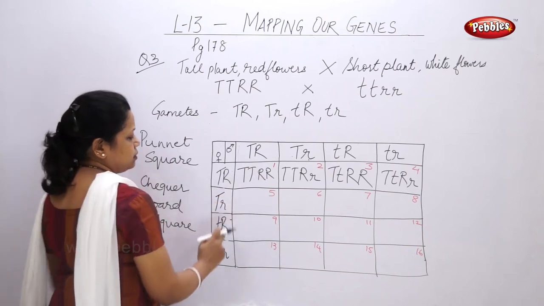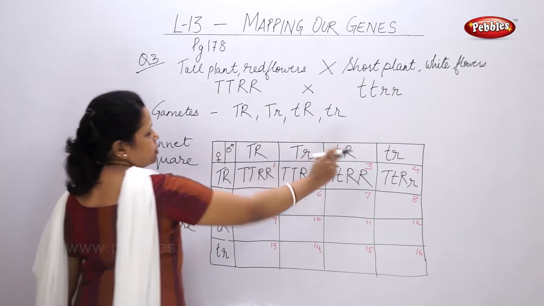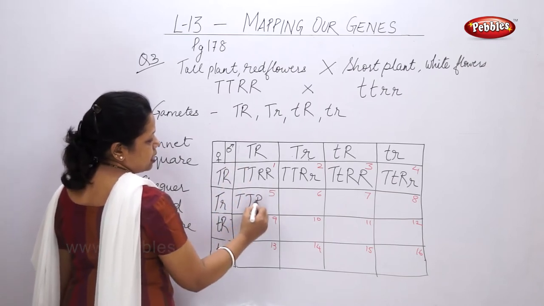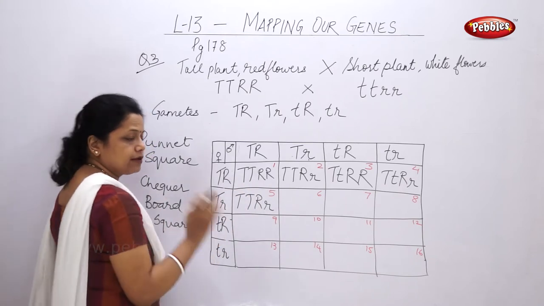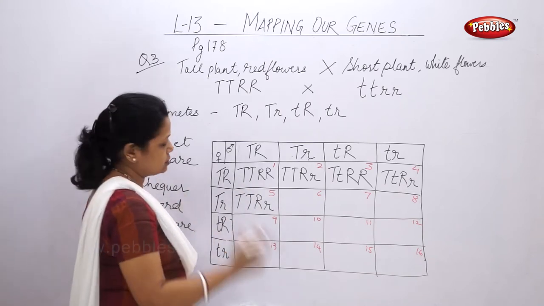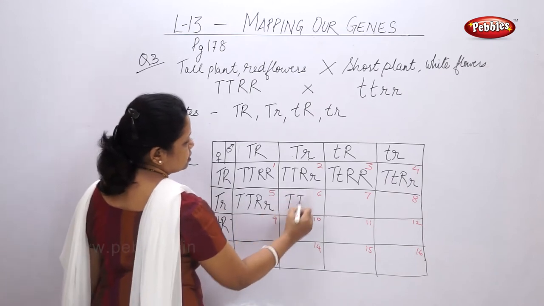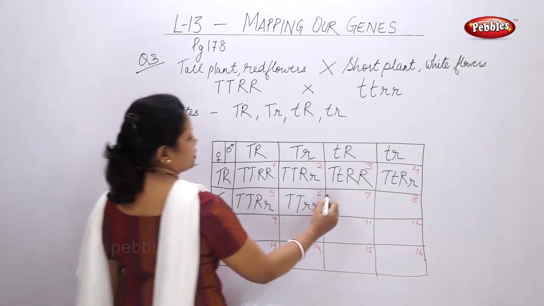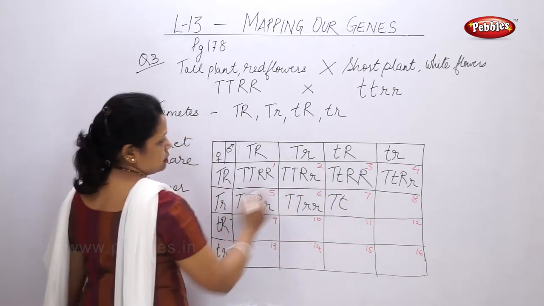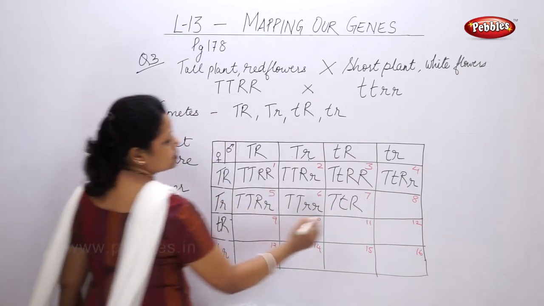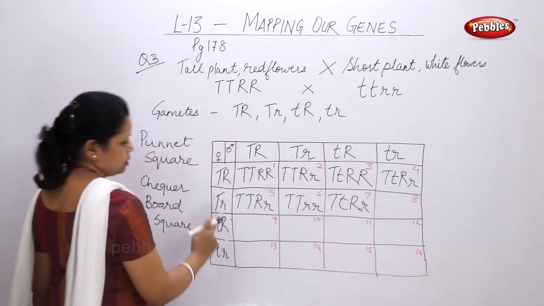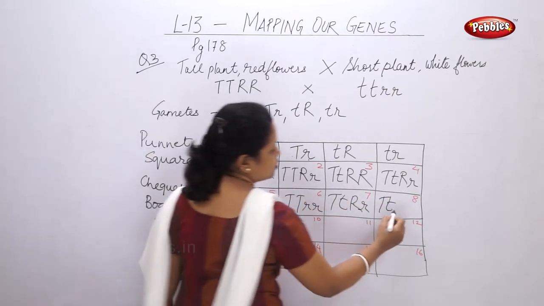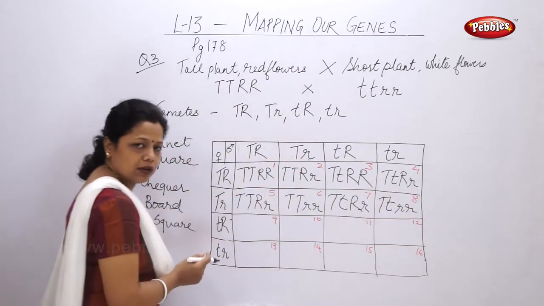Now come to the second one in the female, with all the males. So TR and TR: capital T, big R and small r. Remember, always write the capital first and then the small one. Then here both the R's are small, so both the R's will come small. Here capital T, small t. Now here capital R and small r. Here capital T, small t, both R's are small, so I will write both R's small.